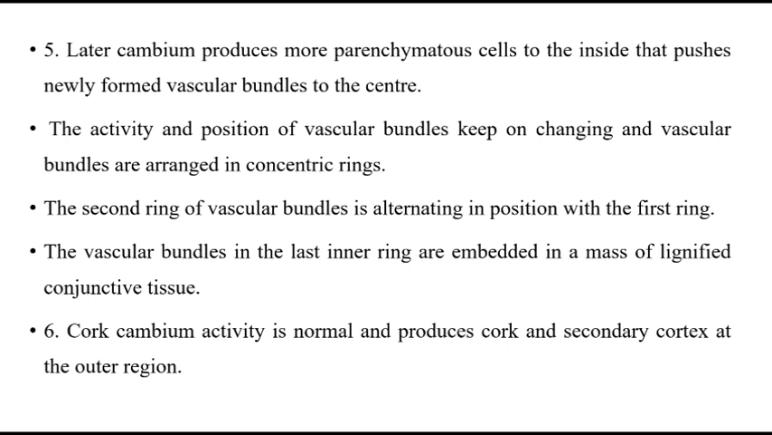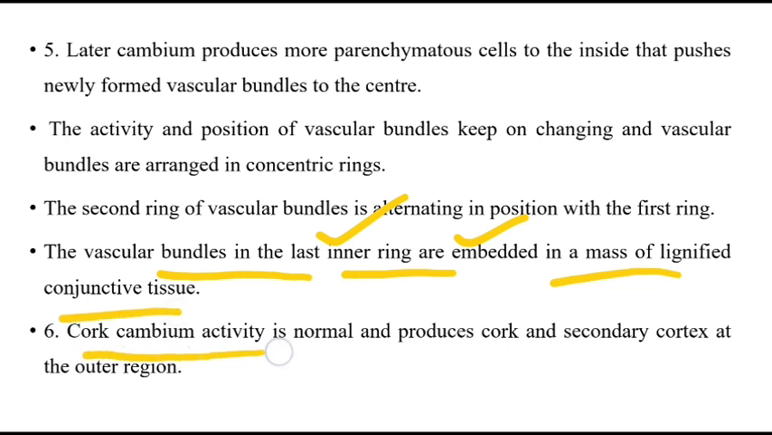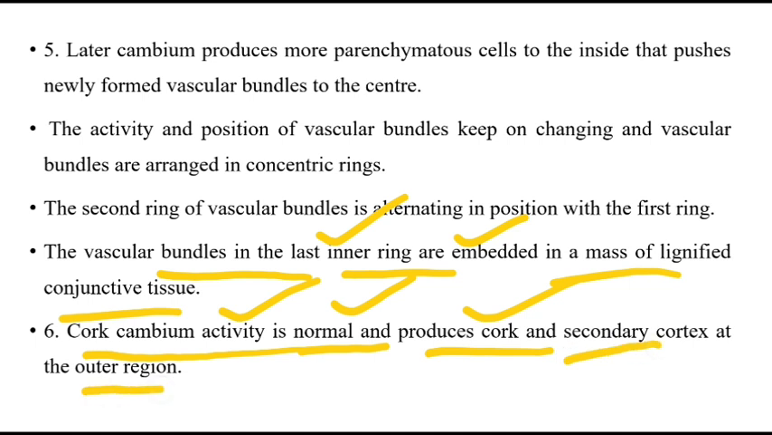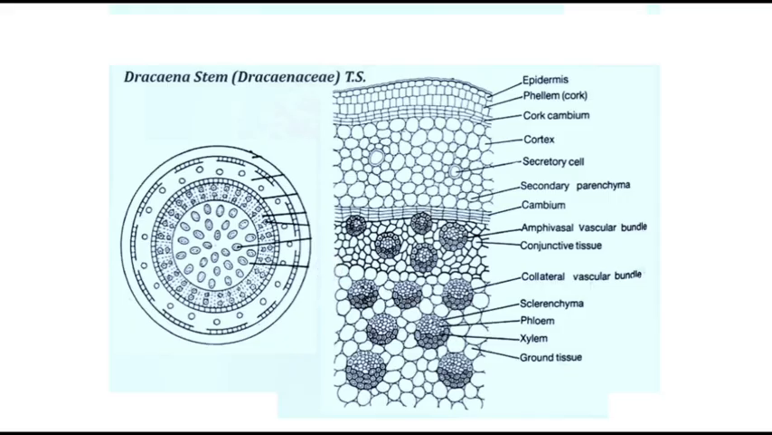The activity and position of vascular bundles keep on changing like this. Sometimes it produces parenchymatous cells towards the outside. Sometimes it produces parenchymatous cells towards the inside. The activity and position in this way keep on changing. The second ring of vascular bundles alternates in position with the first ring. The vascular bundles in the last inner ring are embedded in a mass of lignified conjunctive tissue. Cork cambium activity is normal and produces cork and secondary cortex at the outer region, that means in the extrastellar region. So it is the structure of Dracaena stem.